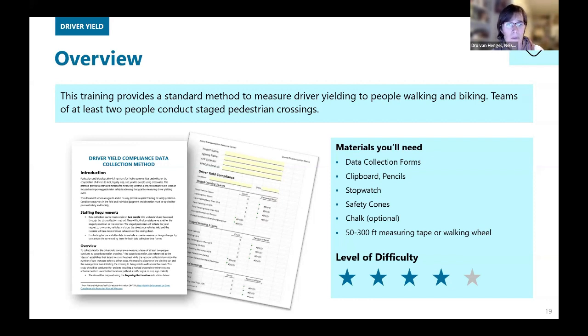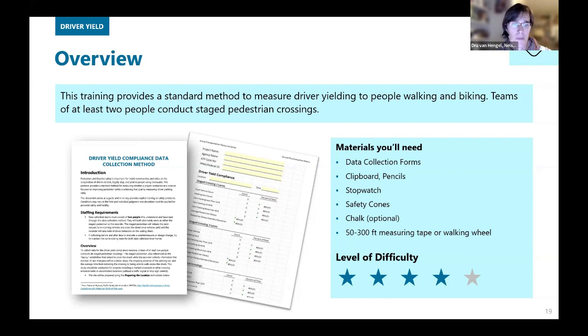As an example, today we're going to be talking about drivers yielding to pedestrians, but it might be the case that bicycle crossings are a key objective of your project, and so this form is easily modified for that in the format as well.